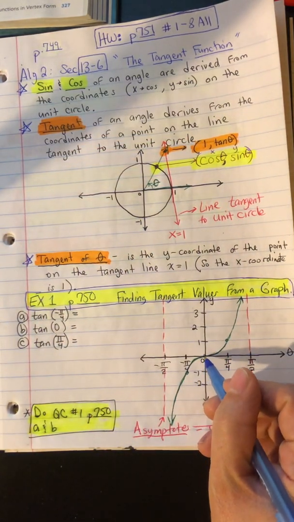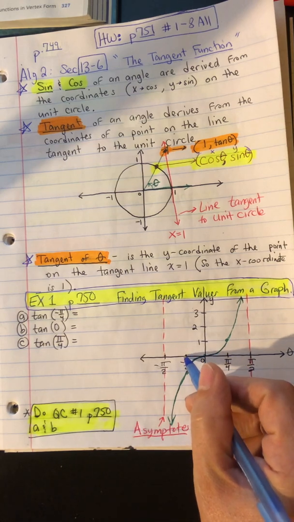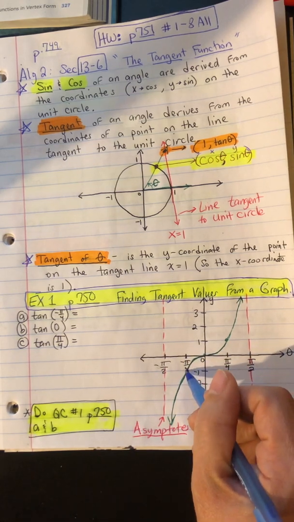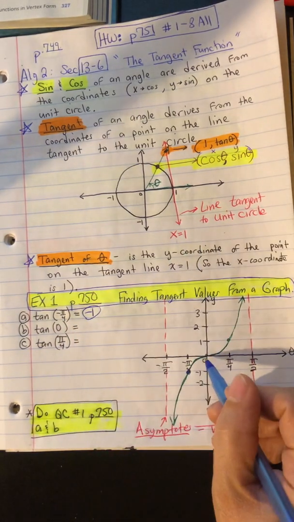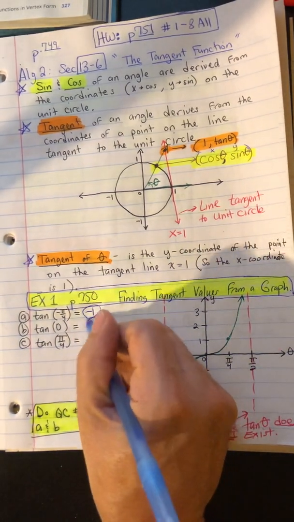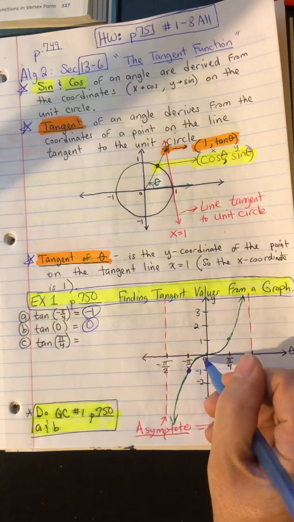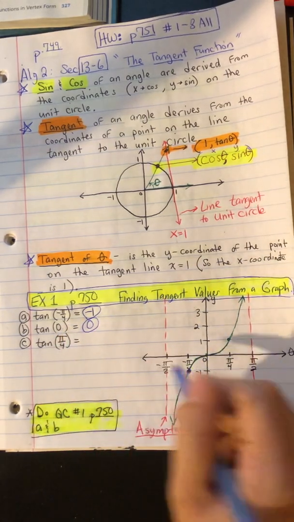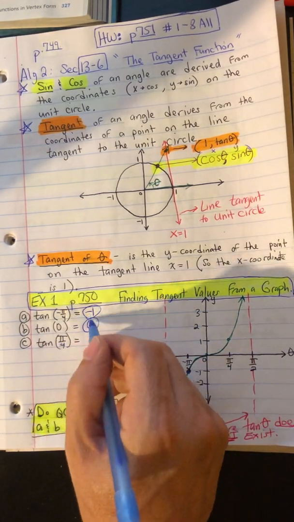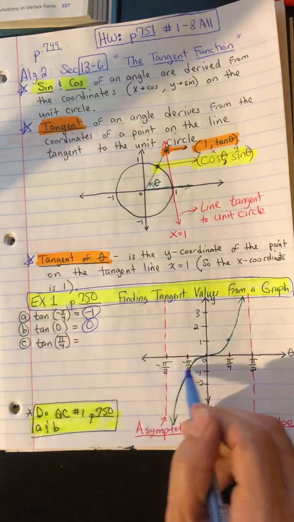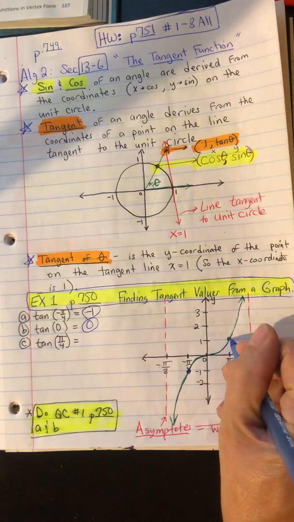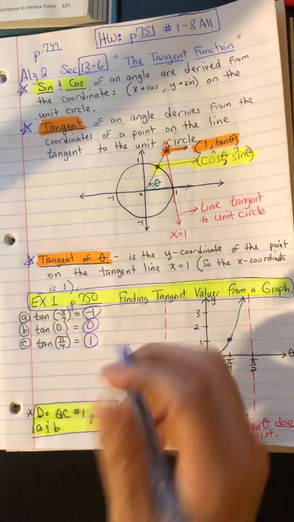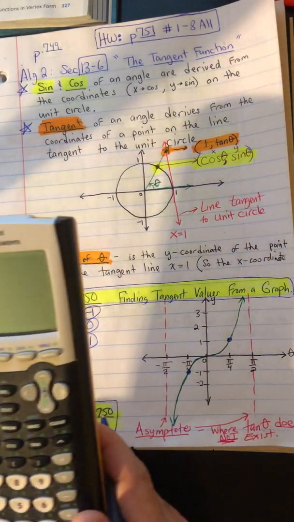To find it on the graph, you already have the graph. The tangent of negative pi over 4 is the value here, and it should be negative 1. What's the tangent of 0? Well, that's 0, right? The input is 0. The output is 0. Input is the x value, and this is the y value. For the tangent of pi over 4, the x value is pi over 4, and the y value seems to be 1. Let's see if we get the same answers here.